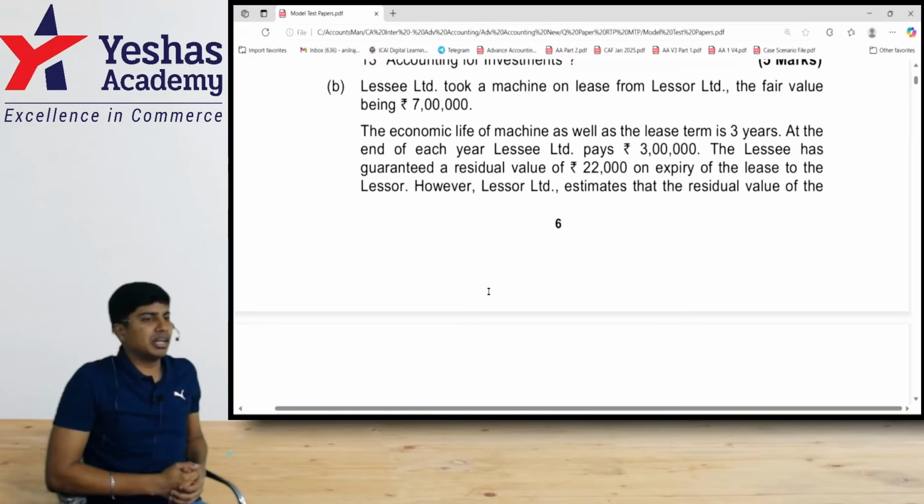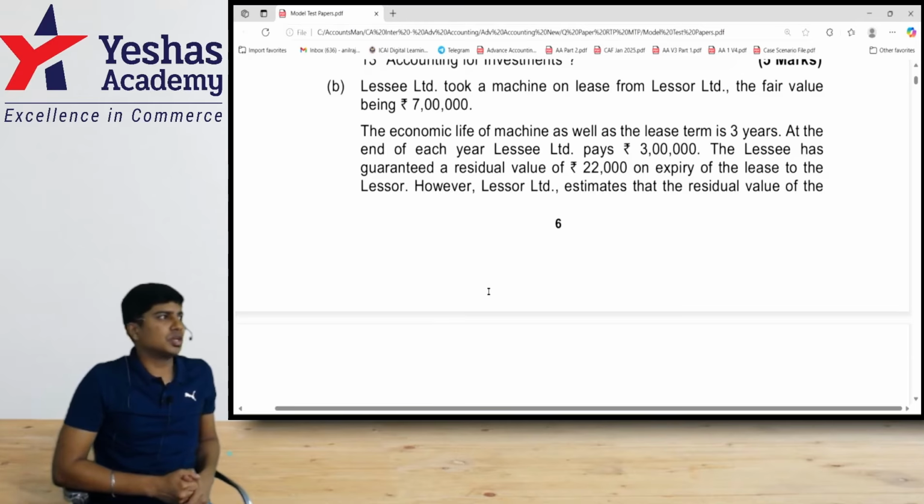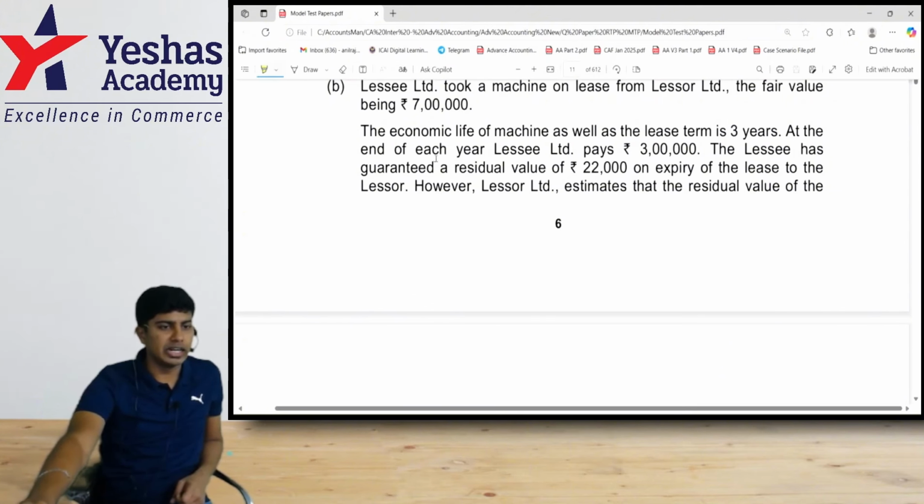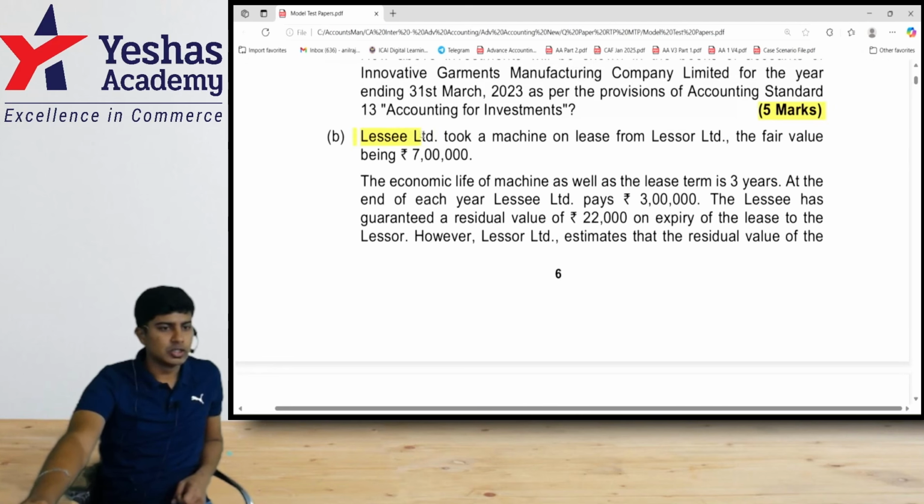Let's now solve question number 1B from our model test paper number 1. And this question is on Accounting Standard 19. Please start reading the question. Lessee Limited took a machine on lease from lessor. So lessee's name is lessee, lessor's name is lessor. Asset on lease is machine.